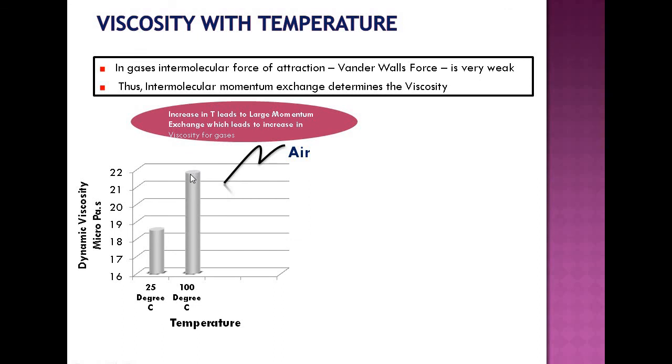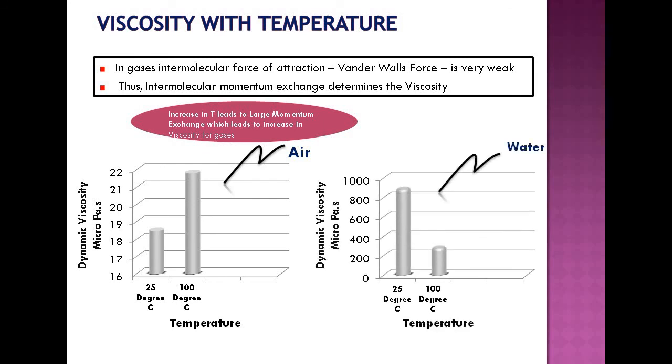When the temperature is increased to 100 degrees Celsius, it is 21.5. So there is not a large hike, but there is a hike in the value of viscosity of air with increase in temperature from 25 degrees Celsius to 100 degrees Celsius.